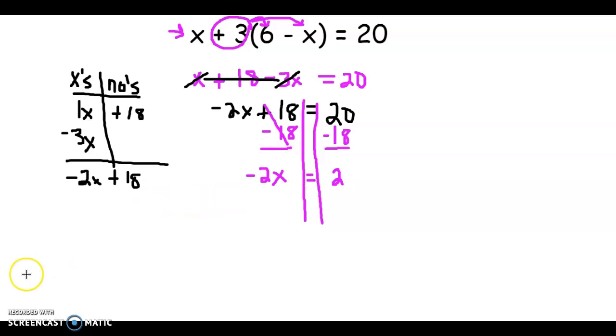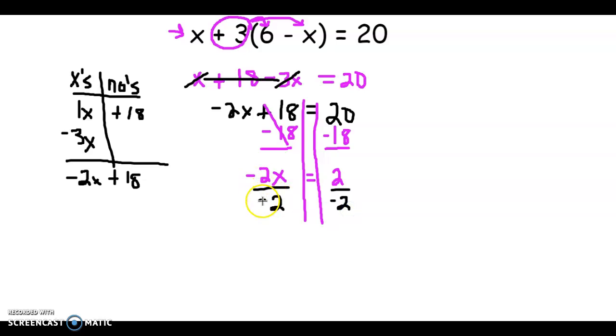I then take a look, let me switch colors one more time, at how the coefficient is attached to my variable. It's attached through multiplication, and to undo, or the opposite of multiplication, is division. So I'm going to divide both sides by negative 2. Do not forget the sign in front of that coefficient.